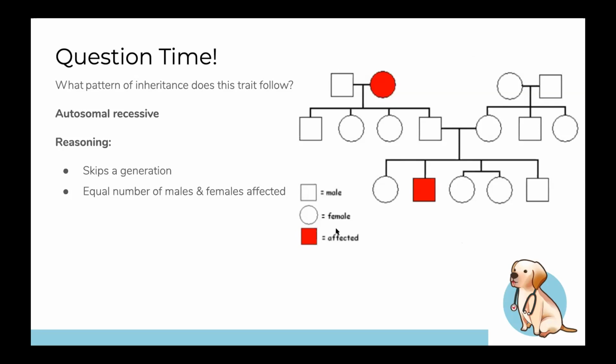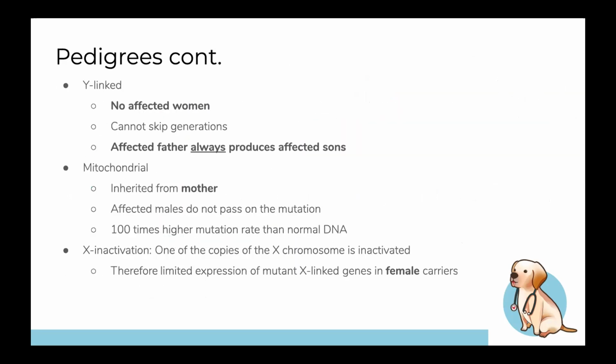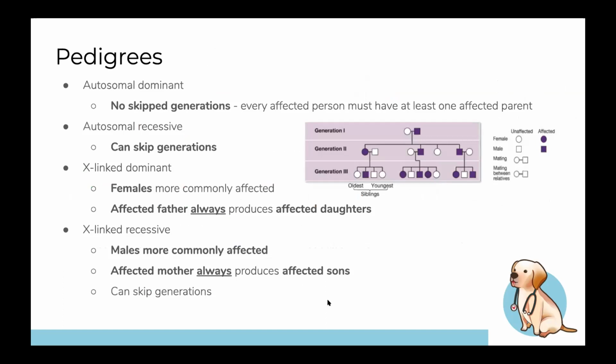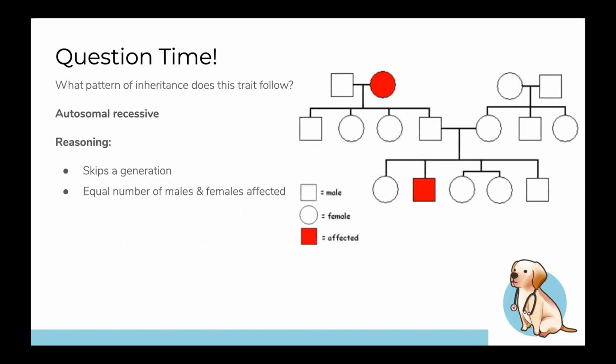But yeah, if you go to the previous slide, this one and also this one, you can basically have a look at those and you should be able to work out what kind of pedigrees or what kind of conditions they are. So that brings us to the end of genetics.